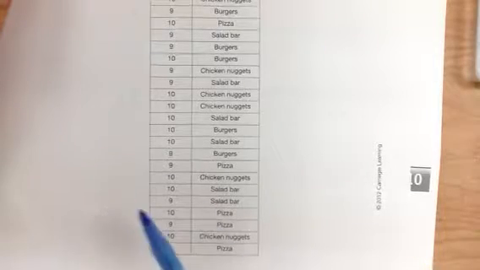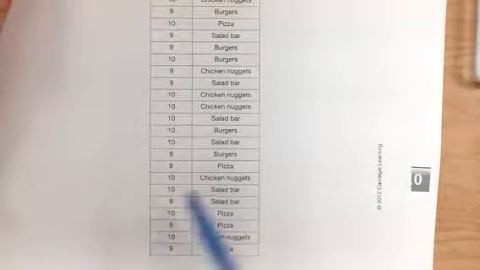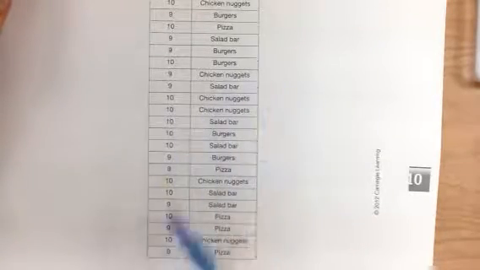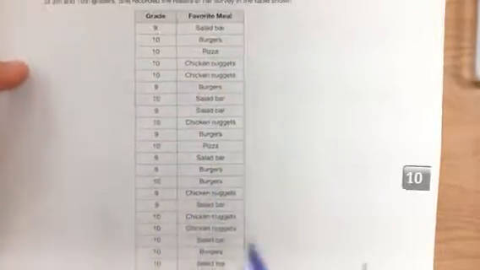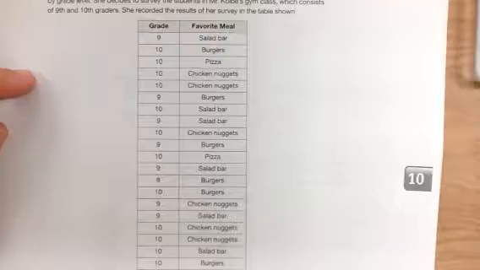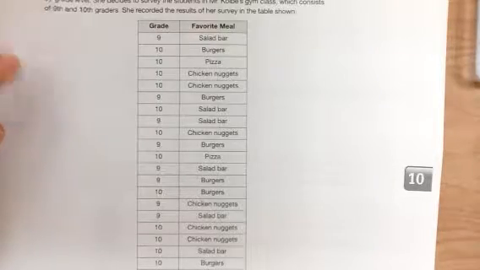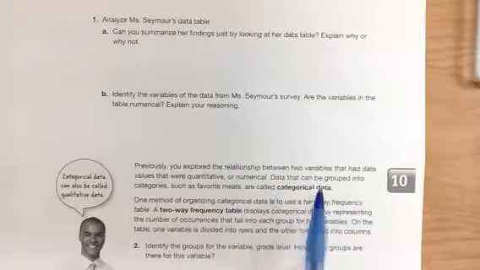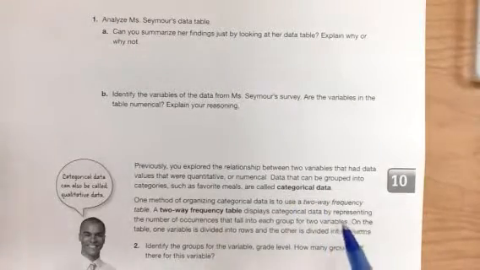We've got some kids that are 9th graders, some kids that are 10th graders. Some of them like pizza, some like salad bar, some like chicken nuggets, burgers. But I'm not making any sense of this because it's all scattered all over. It's not in any kind of order. It doesn't really help me figure it out. So I'm saying, no, I can't really summarize just by looking at our data table because it's not very well organized, right? So you should have something written there.